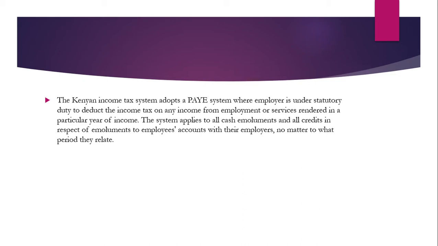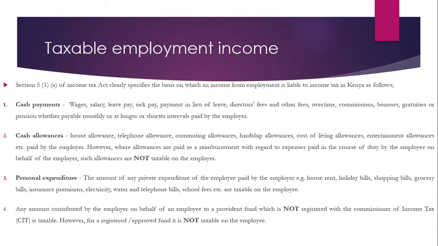The Kenya income tax system adopts a pay system where the employee is under statutory duty to deduct the income tax on any income from employment or service rendered in a particular year of income. The system applies to all cash emolument and all credits in respect of emolument to employees' accounts with their employers, no matter to what period they relate. So this is a critical system. The Pay As You Earn model is being used to effect the deduction of income tax from an employee.